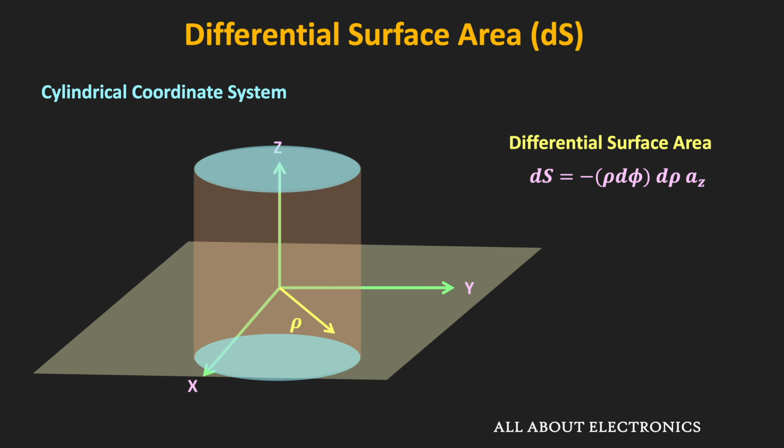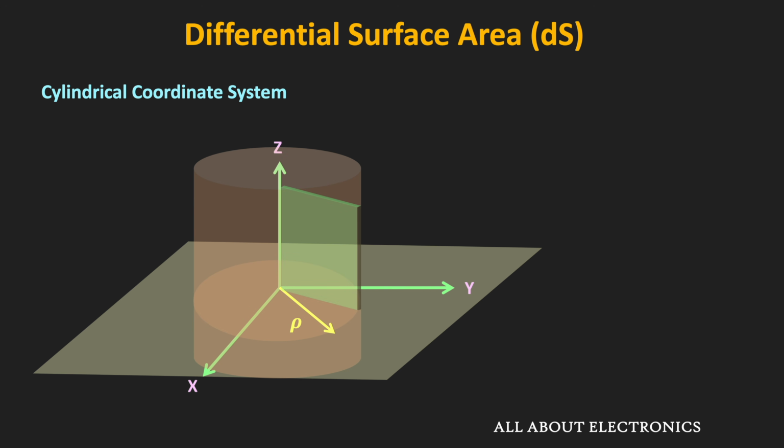So likewise, if we keep the phi constant and change the other two variables, then we will get this plane. So in this plane, if you see the differential surface area, then that can be found by multiplying the differential length in the z and the rho direction. So we know that the differential length in the z direction is equal to dz, while the differential length in the rho direction is equal to d rho. So therefore, the differential surface area can be given as d rho times dz times a phi.